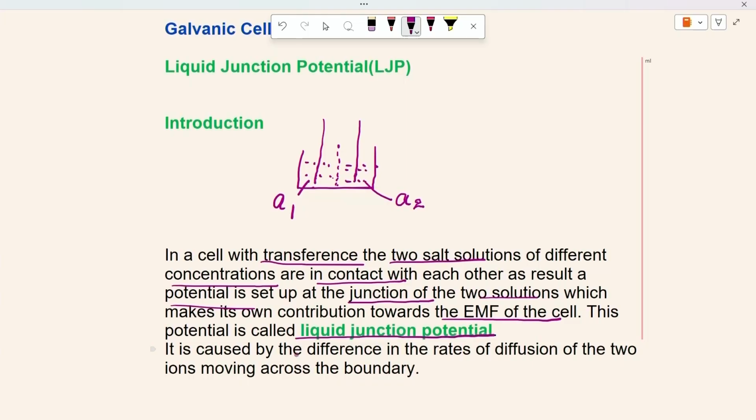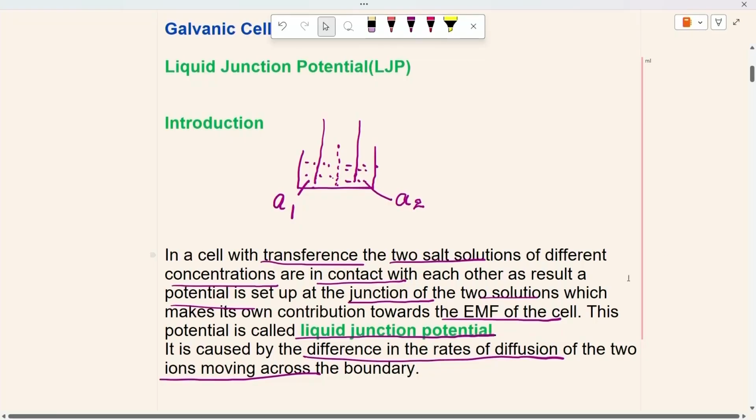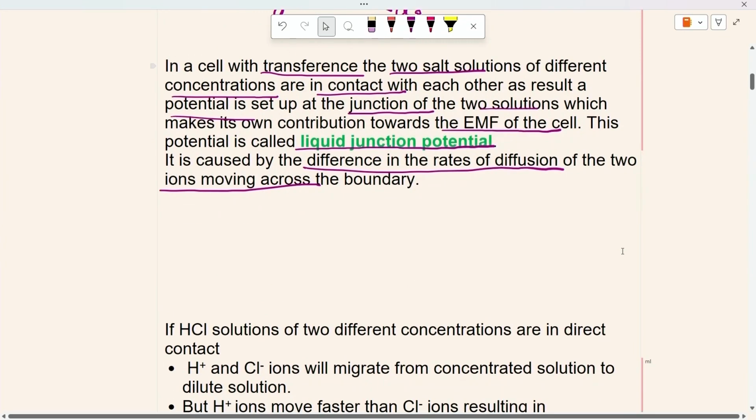And why does this liquid junction potential arise? This is just because there is a difference in rate of diffusion of the two ions moving across the boundary. That is, some of the ions may be moving faster, the other ions may be moving at a slower speed, and this makes a potential develop at the junction of the two liquids. Now, I will go into detail.